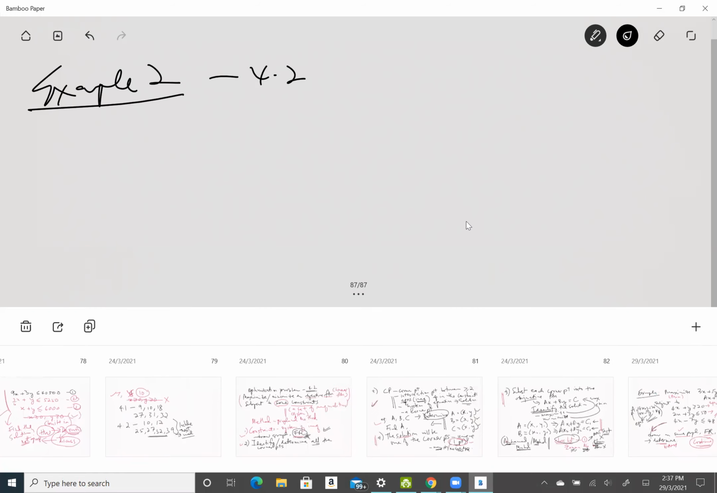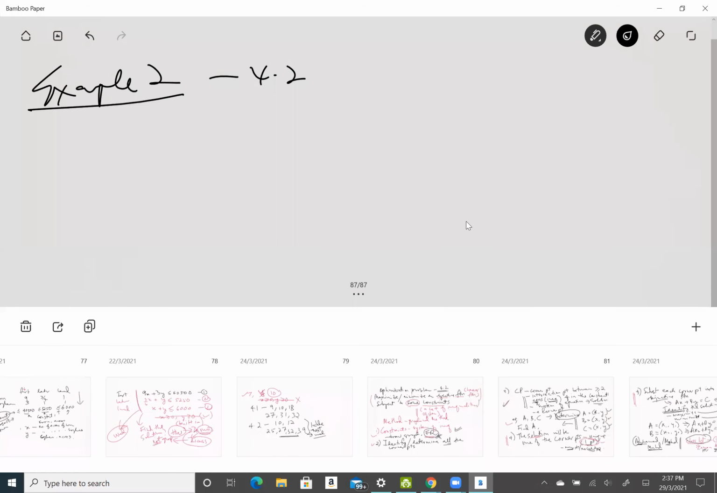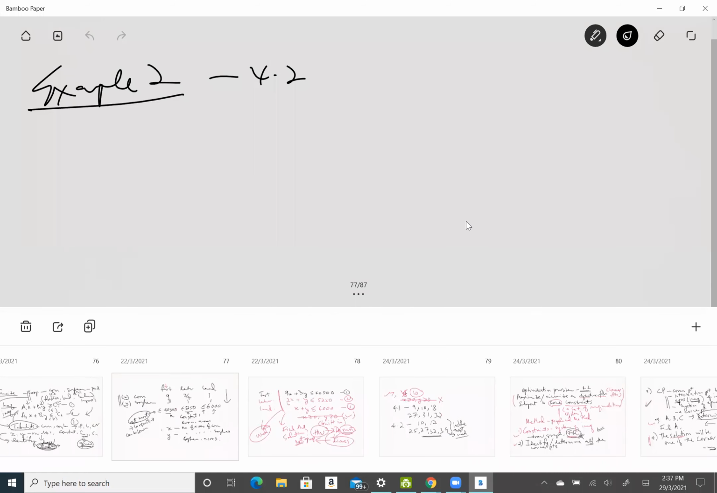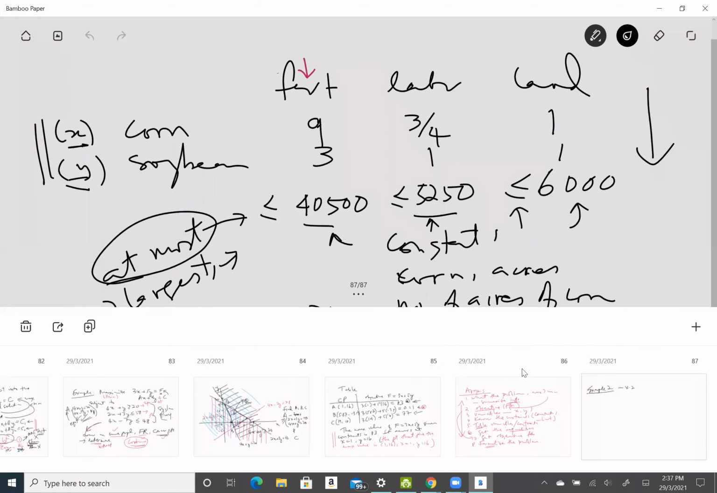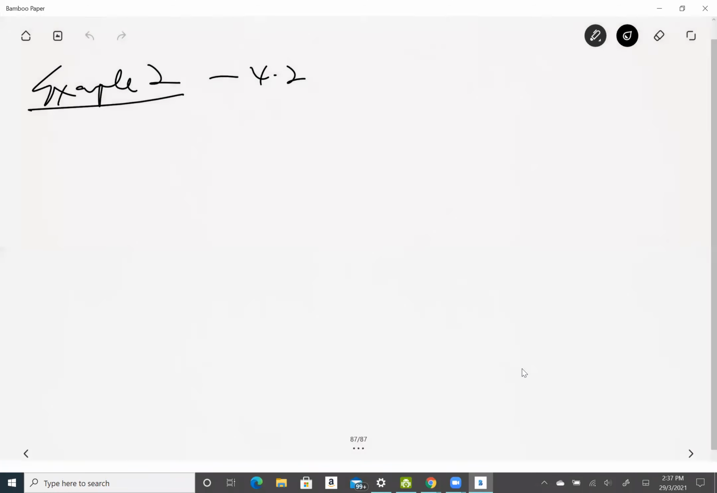The corner points. Did we do that example? Oh, okay, here we did that. So we already have that problem. From the last class, you already know that X is the number of acres of corn, Y is the number of acres of soybean, and we already have the constraints, and you formed the inequalities. So that part we know. Now let's go to example number 2.